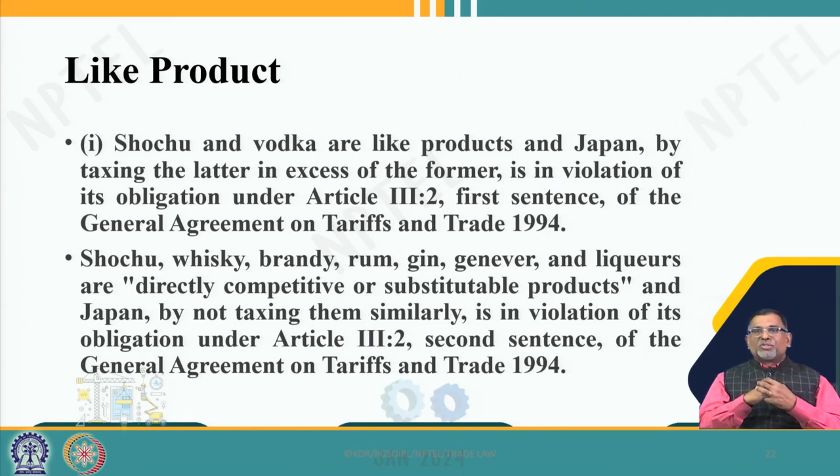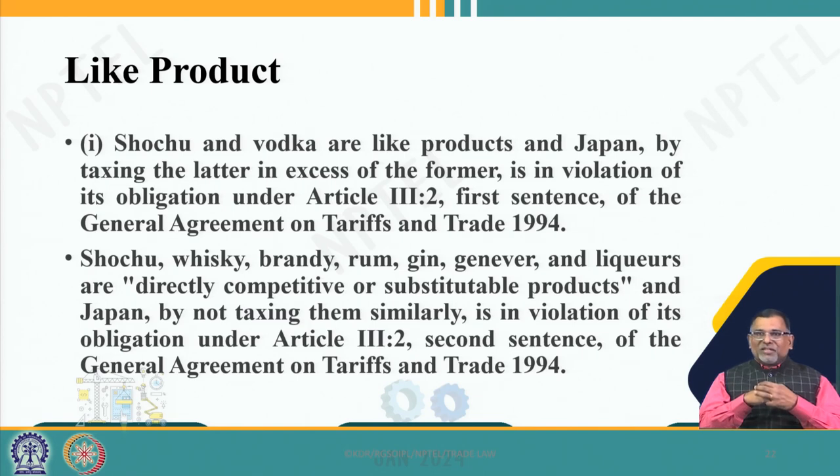The WTO dispute settlement panel and appellate body said that shochu is an alcoholic product. It is similar to, or the language used is like product as that of, whiskey, brandy, rum, gin and any other liquors which are directly competitive or substitutable products. So, the panel said if you are taxing whiskey, brandy, rum, gin and vodka, you should tax shochu as well, otherwise it is a violation of the obligations under Article 3.2 of the GATT agreement.